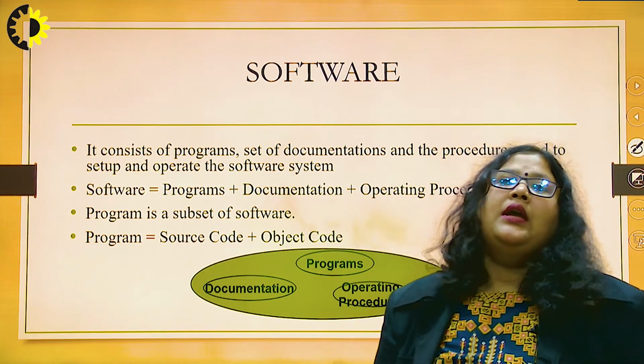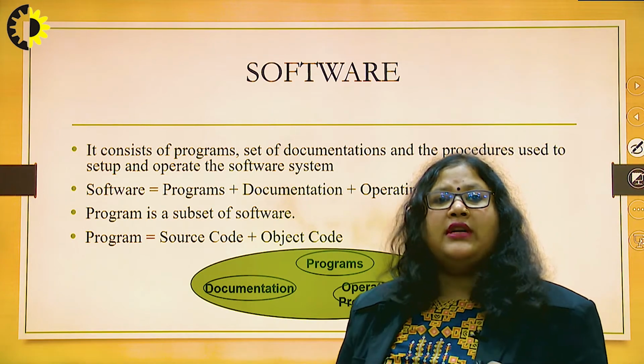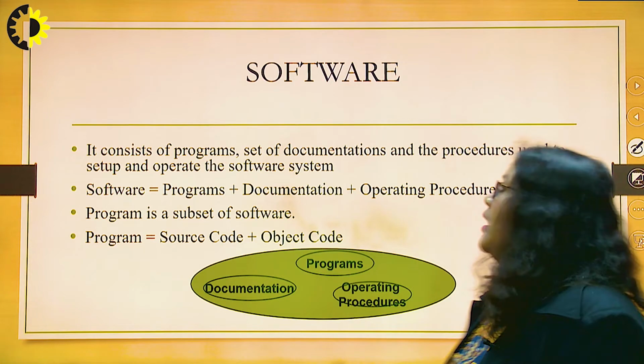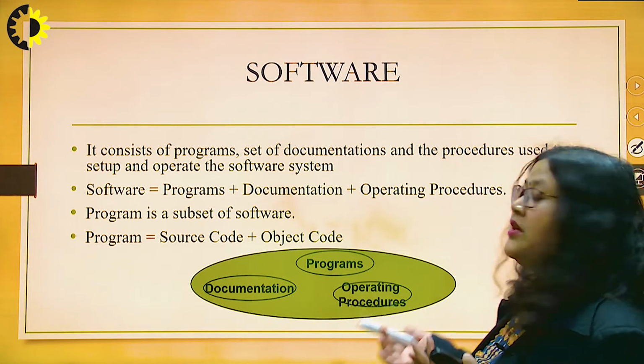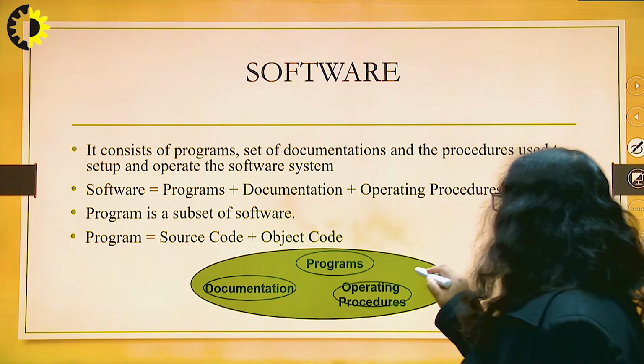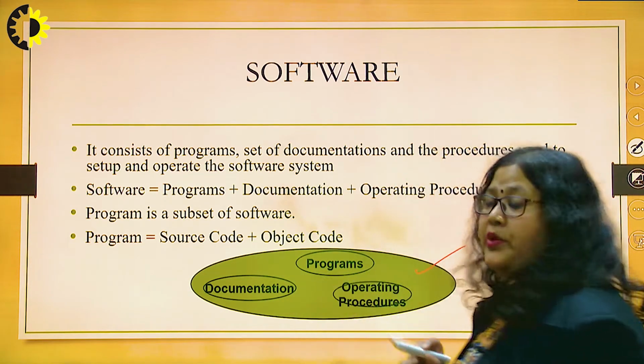Basically, software consists of programs, a set of documentation, and procedures used to set up and operate the computer system. So basically, software is the program plus documentation plus operating procedures. So this is the basic of software engineering: the program, documentation and the operating procedures.